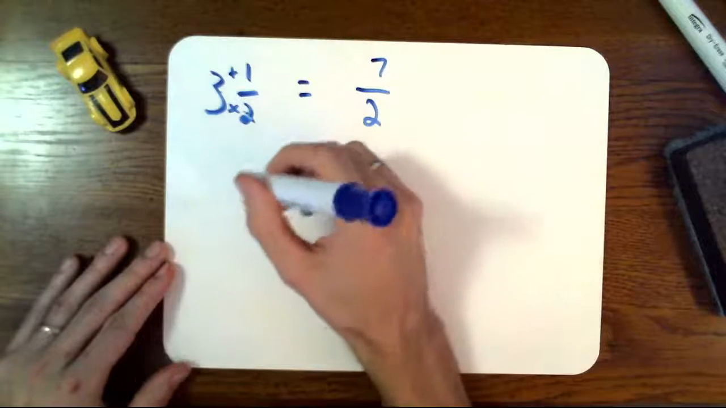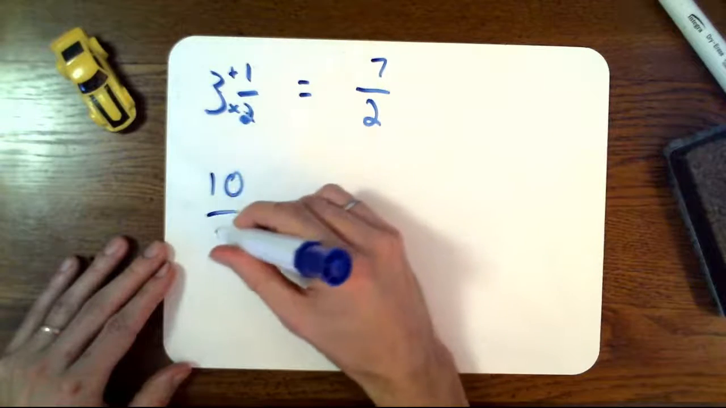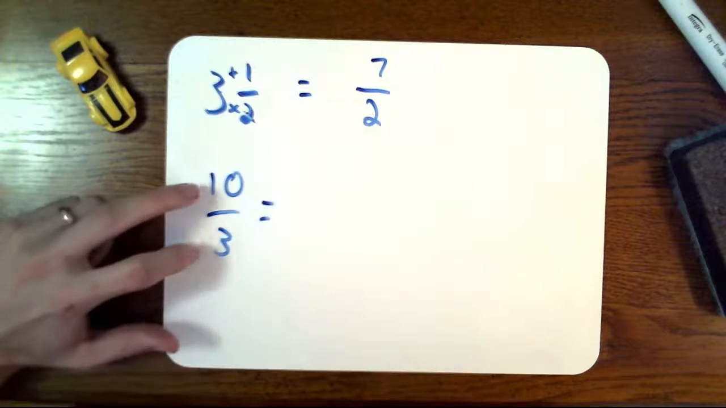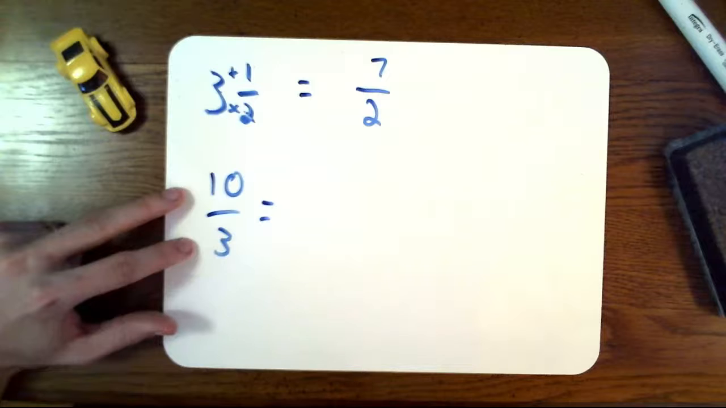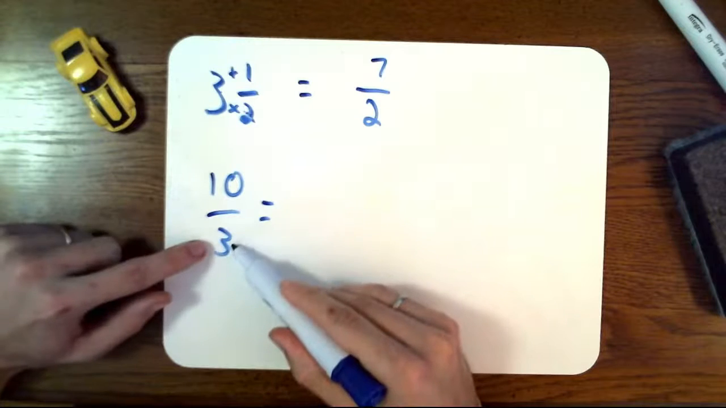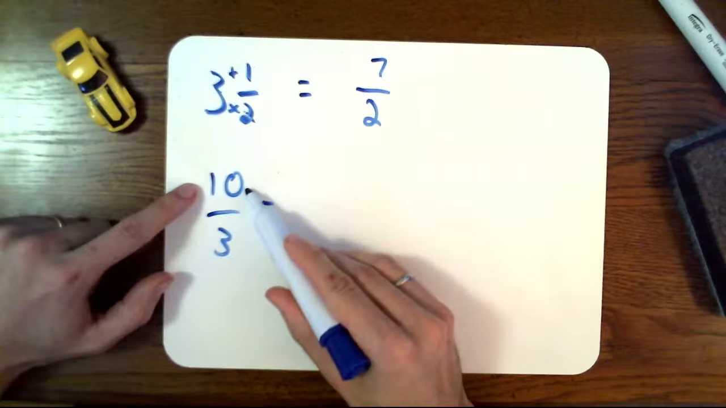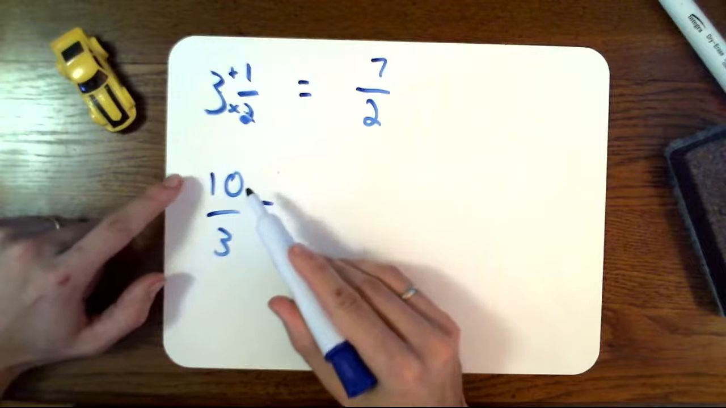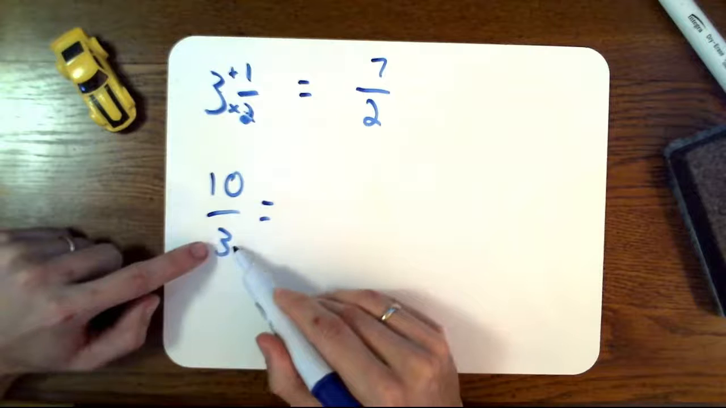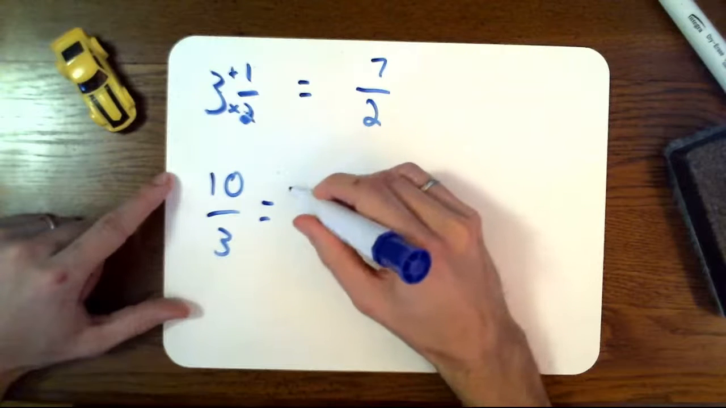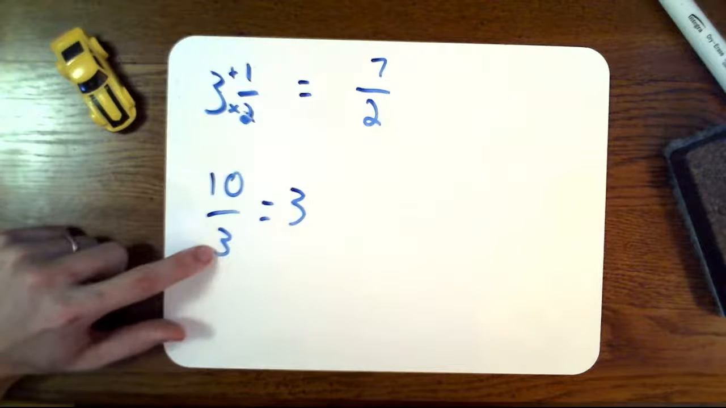Now how to change back, 10/3. We could use long division. I'm going to show that next. But you want to think, how many times can 3 go into 10? So this is where knowing your multiplication tables really helps you out and speeds things up. Because how many times can 3 go into 10? Well, I know it can go into it 3 times.